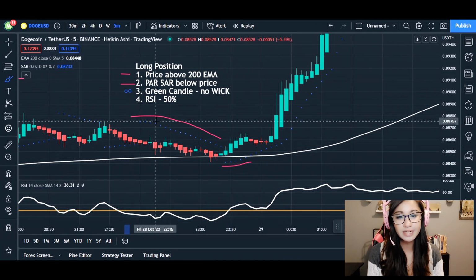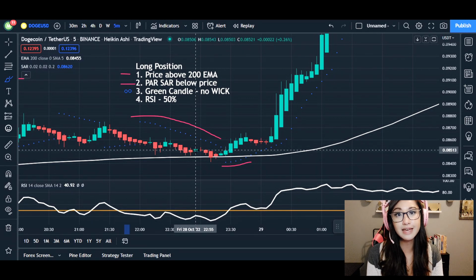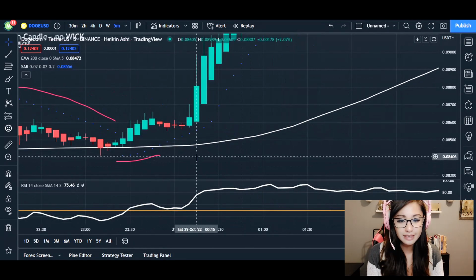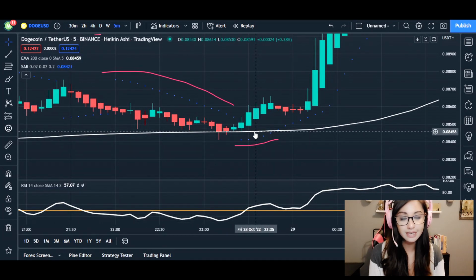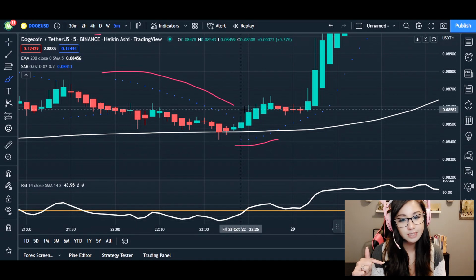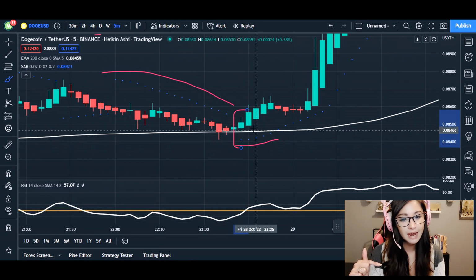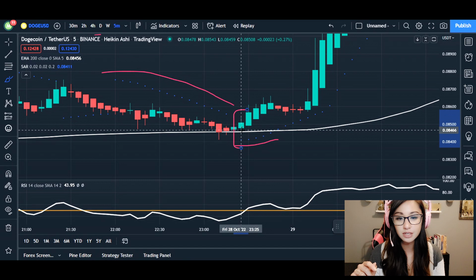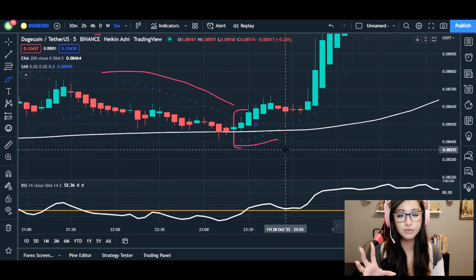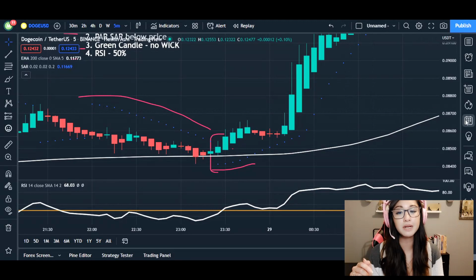And again, we need to check if there's a green candle that has no wick at the bottom. So what I mean here is this candlestick right here. If you see, it's got a little tail or a little line at the very bottom. These are called wicks or tails of a candlestick. We can see the first candlestick here that opened up, the dot at the very bottom has a wick here. So we want to wait until this closes and wait either on the second candlestick or the third candlestick. Depending on where, you really want to make sure that you're able to minimize the risk.